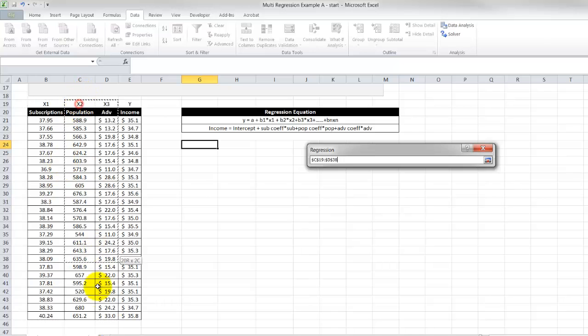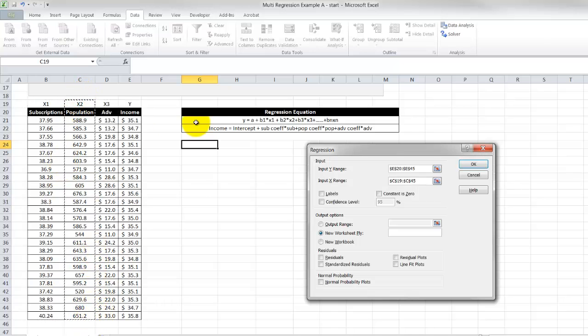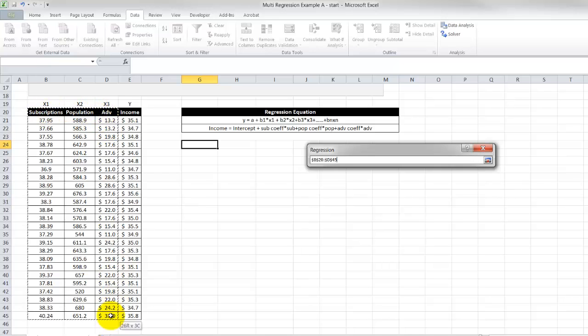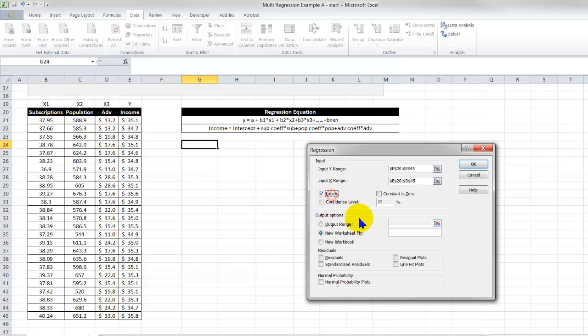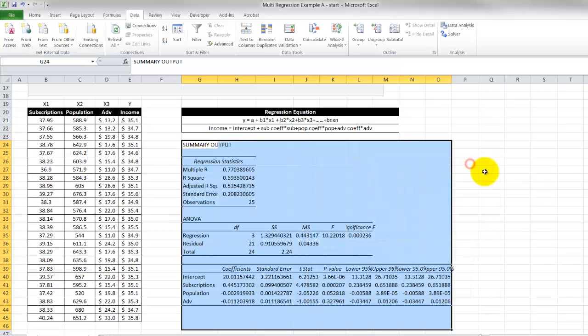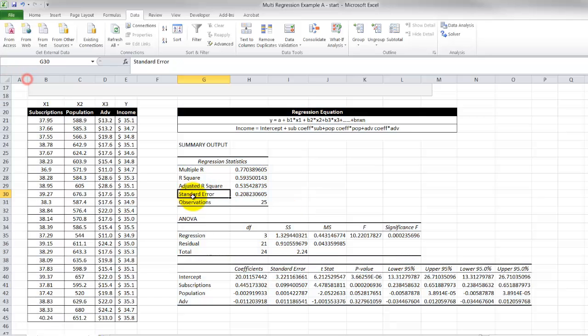So I'd have to move this range of data somewhere else on the spreadsheet, in order to get X1 and X3 together so they can hypothetically be used as the only attributes. That is a little bit off topic right now, but it'll come into play later. So the X range again is subscriptions, advertisement, all the way down. We do in fact have labels. Our output range is going to be here, and we have our analysis, the results of our study.